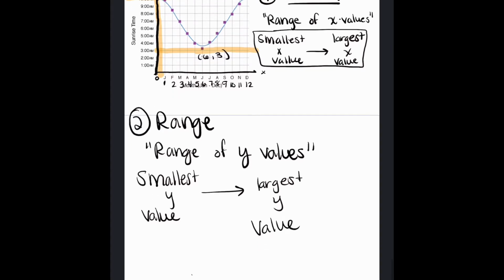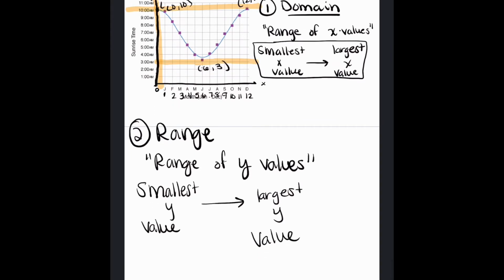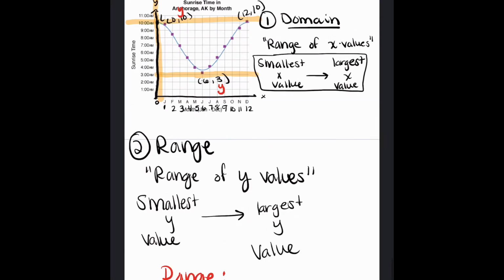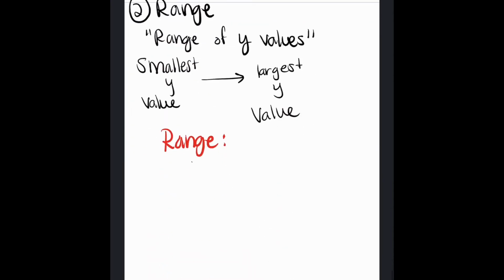Okay, so just looking at our y values, from the smallest y value to the highest y value, our range is going to be from the smallest y value, which was 3, to the highest y value, which was 10. Or you could write it as 3 to 10, like that.